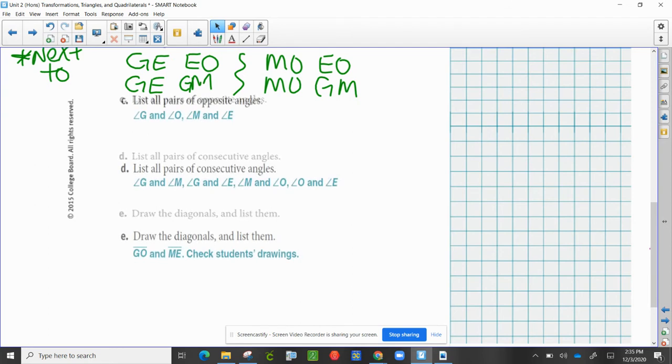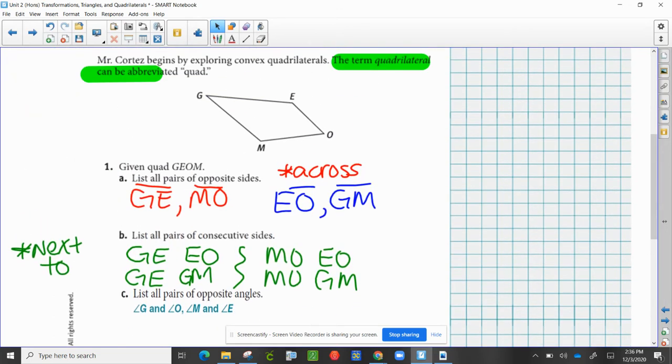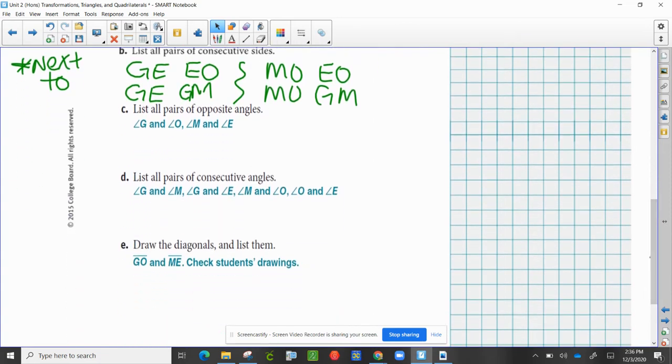Okay. So there's our opposite angles. G and O are across from each other, and so are M and E. Consecutive angles: G and M are next to each other, but so are G and E. M and O are next to each other, but so are O and E. Okay, those all mean next to. If we draw in our diagonals here, let me just draw these really quick. Diagonals would go across from corner to corner. So our diagonals there would be GO and ME. That's how we could name them. We could also have it flipped, OG and EM, but it doesn't really matter.